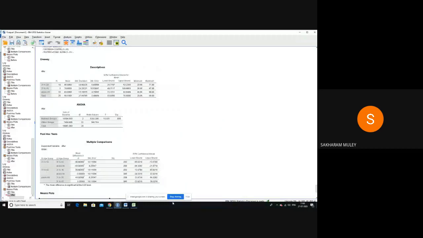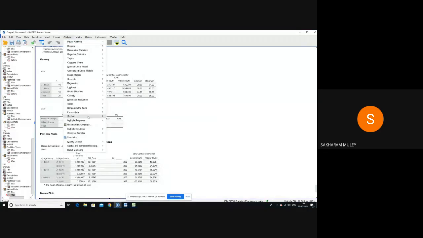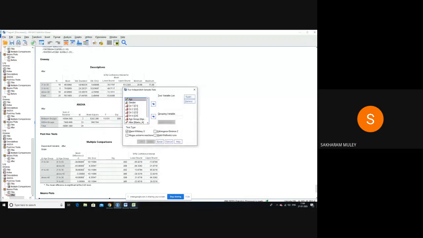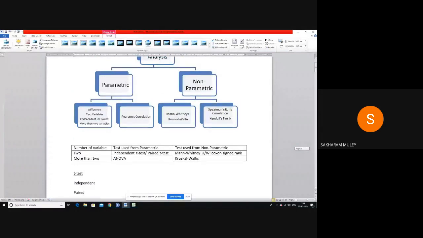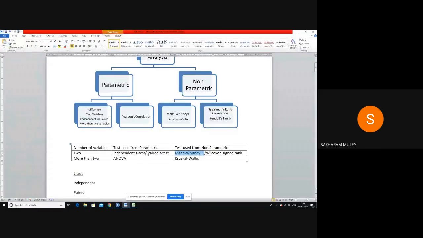I will very quickly take you to SPSS non-parametric tests. I'm assuming that my data is not normally distributed. So what are the possible tests? As I've mentioned, if it is an independent t test, then its corresponding non-parametric test is the Mann-Whitney U test. If it is a paired t test, then its corresponding non-parametric test is the Wilcoxon Signed-Rank test. If it is an ANOVA test, then its corresponding non-parametric test is Kruskal-Wallis.